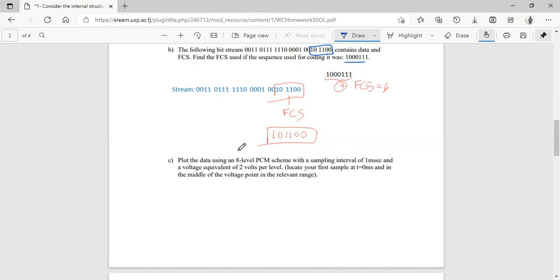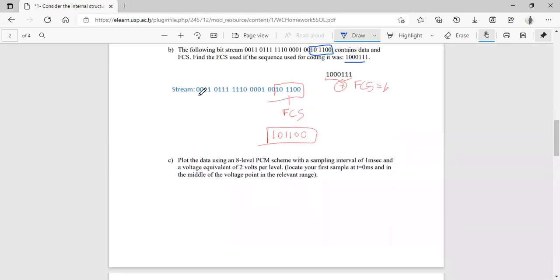So likewise, a 3-bit system will also be able to show you a value from 0 till 7, isn't it? So there are 8 different values. So we need 3 bits to represent an 8-level PCM. Okay, so we need a 3-bit system.